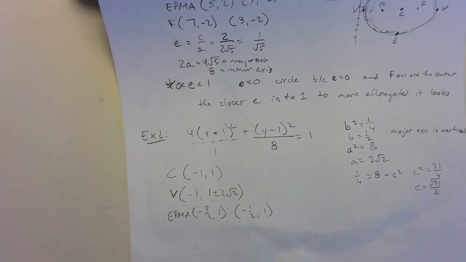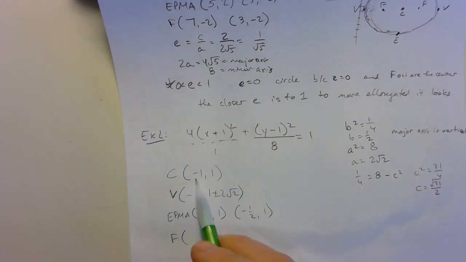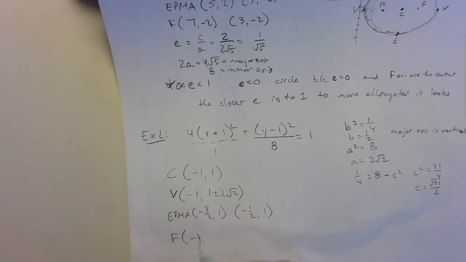For ourselves, where are our foci going to be? Remember, major axis is vertical. There's my c, so the x just stays the same. I take the y and I add and subtract square root of 31 over 2. There are my foci. Last thing I really have to have is the eccentricity. Take your c, divide by your a. This is then going to become root 31 over 4 root 2.